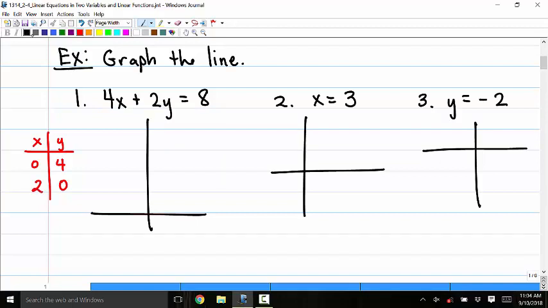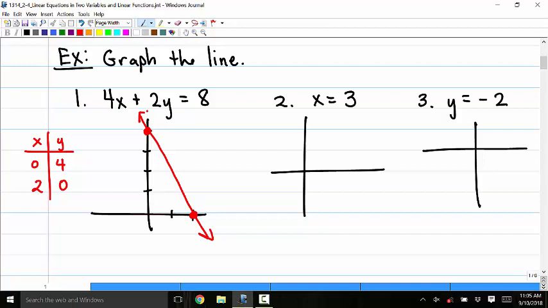So I'm going to go over onto my graph and plot the point 0, 4. That's my y-intercept. Plot the point 2, 0. That's my x-intercept. And then connect the dots. There's my line, 4x plus 2y equals 8. Questions? If a line is given to you in standard form and you have to go graph it, go find the intercepts. You can cover up the x's, solve for y, cover up the y's, and solve for x's.